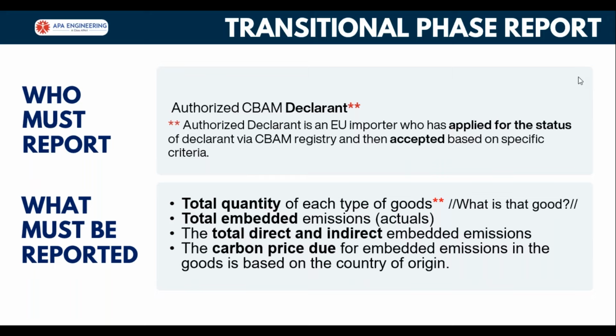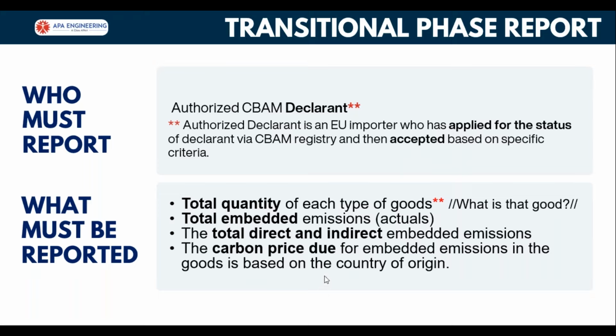So what is the total quantity of each type of goods? What is the total embedded emission? That is the actuals. Then you also have to give an account of your total direct and indirect emissions and the carbon price due for embedded emissions. Though the transition phase does not mandate carbon price, I think the EU has advised all of us to give the carbon price due from the country of origin, because they want to see how things move, or how much pricing we are paying based on each and every country of origin. So it is done for data collection, but it is not mandatory.